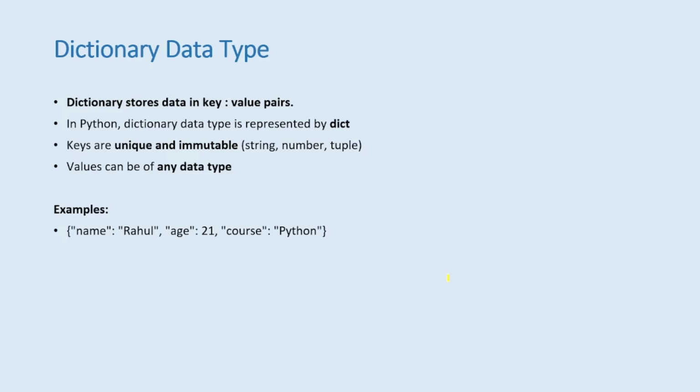The values can be of any data type in the dictionary, which we saw. We added value of type string, value of type integer, and so on. So values of the dictionary can be of any data type.